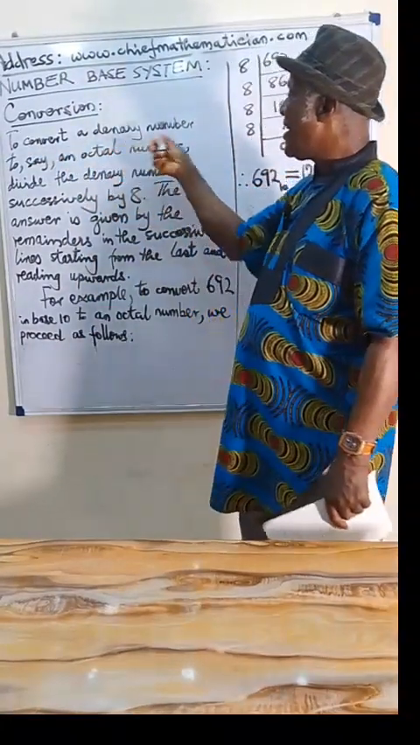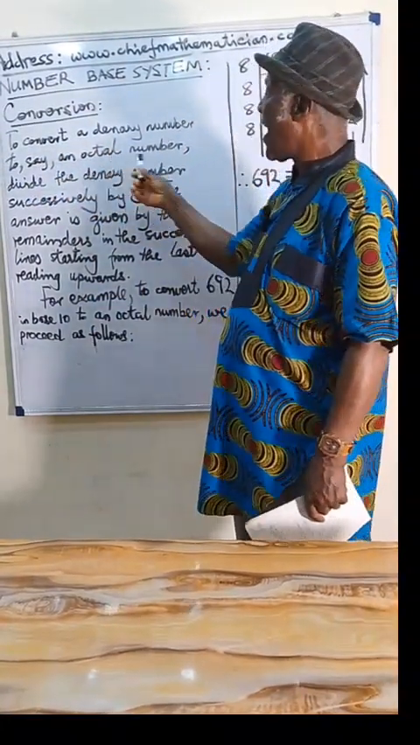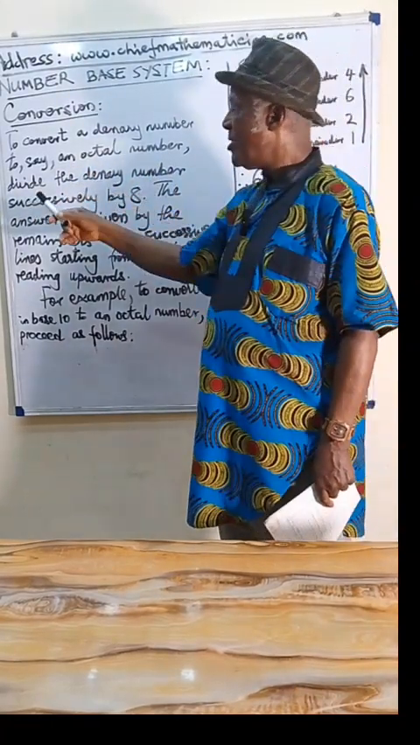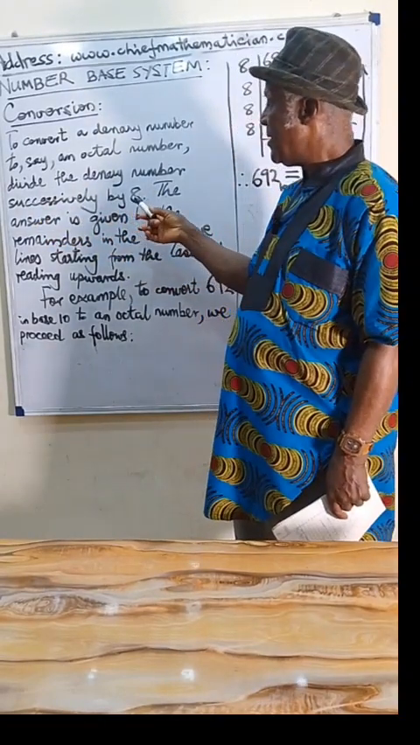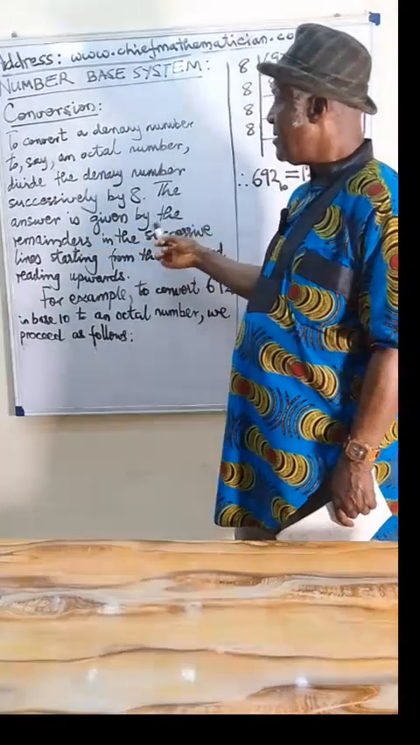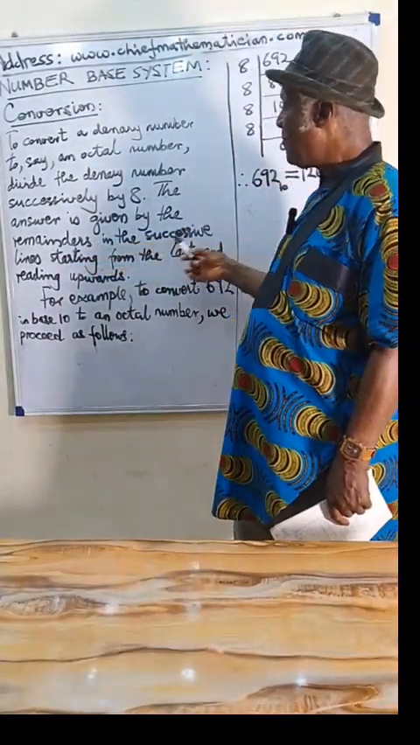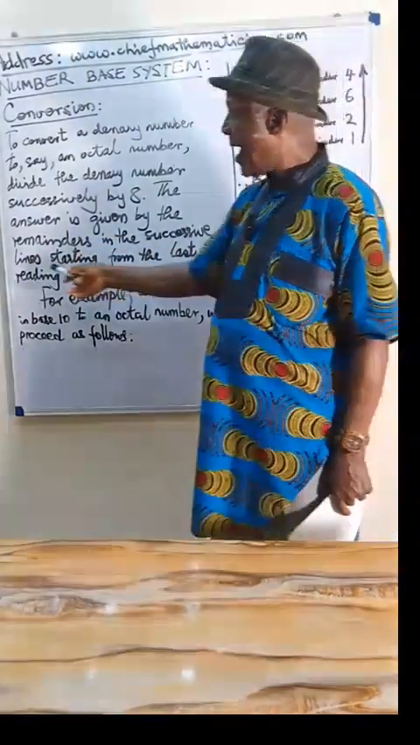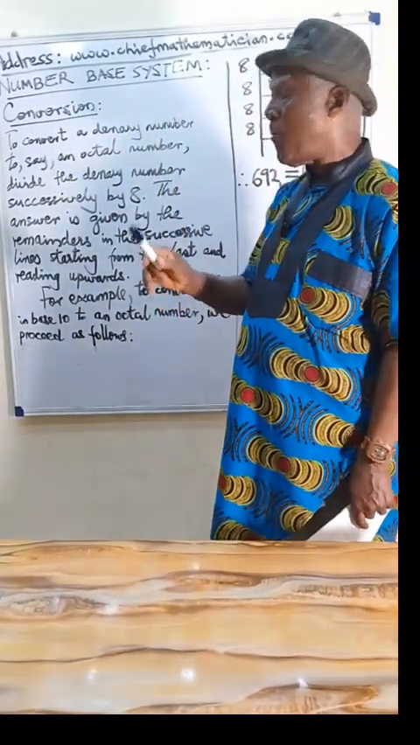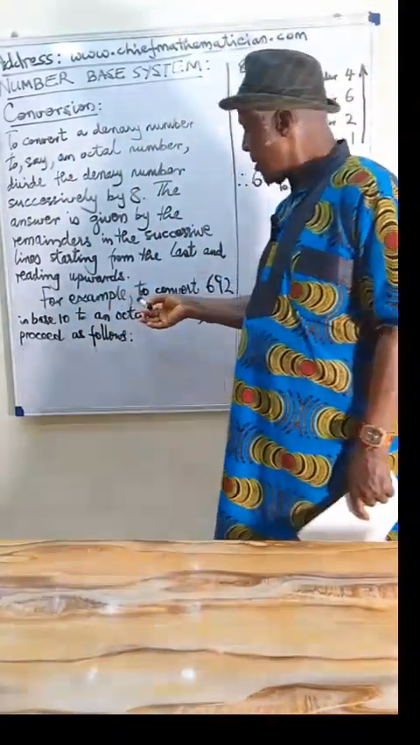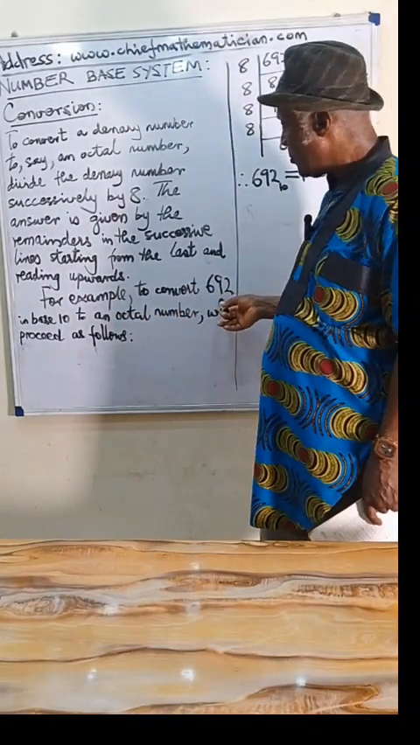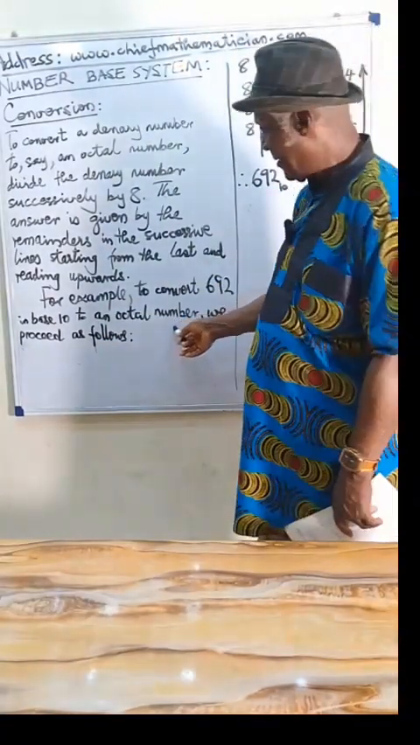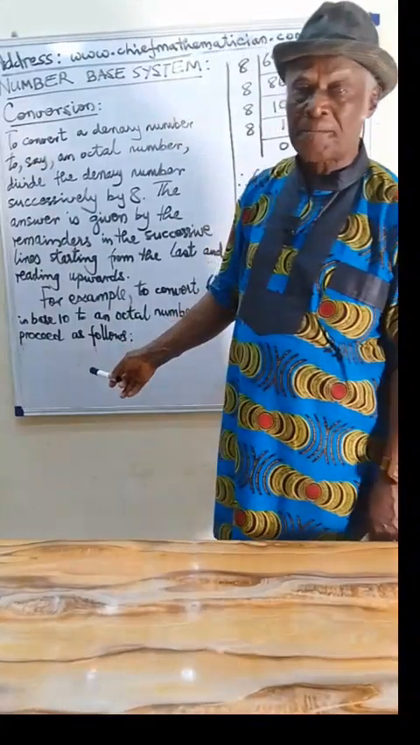Now, to convert a denary number to, say, an octal number, that is a number in base 8, we divide the denary number successively by 8. The answer is given by the remainders in the successive lines, starting from the last and reading upwards. We will see what that means. For example, to convert 692 in base 10 to an octal number, that is to a number in base 8, we proceed as follows.